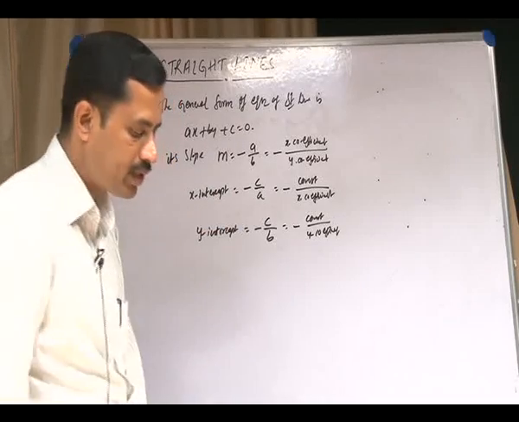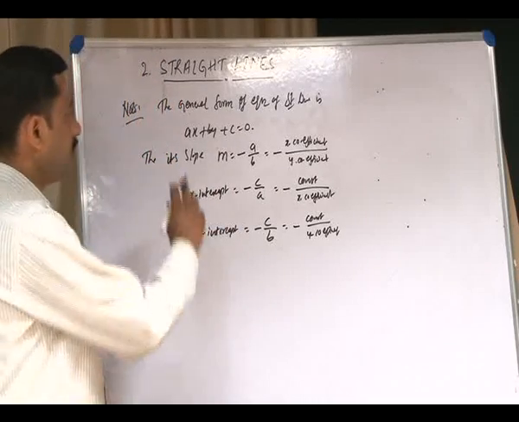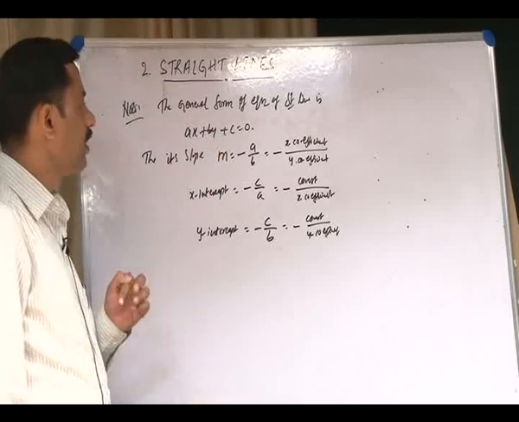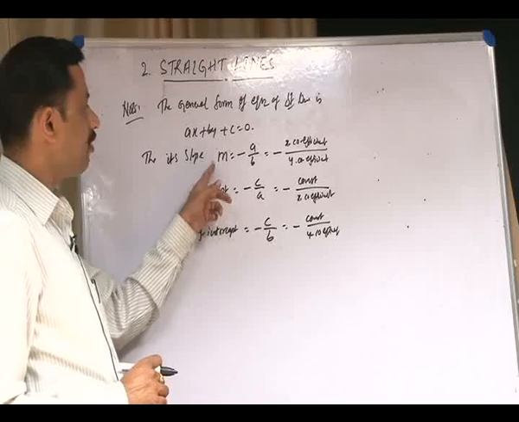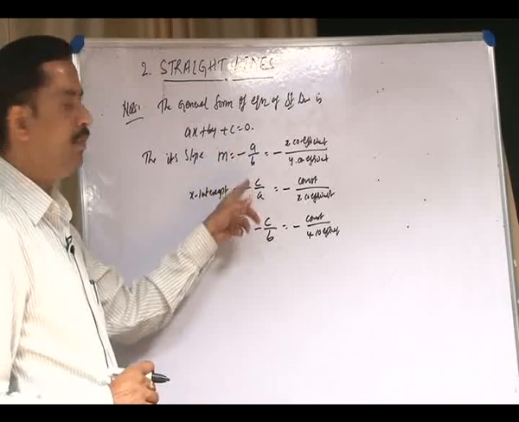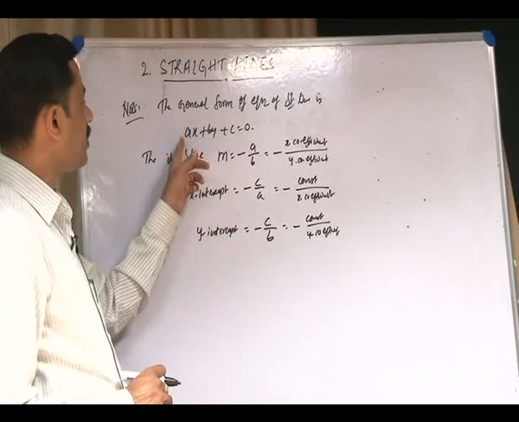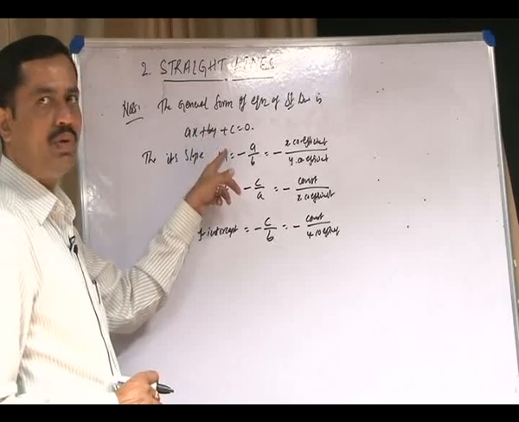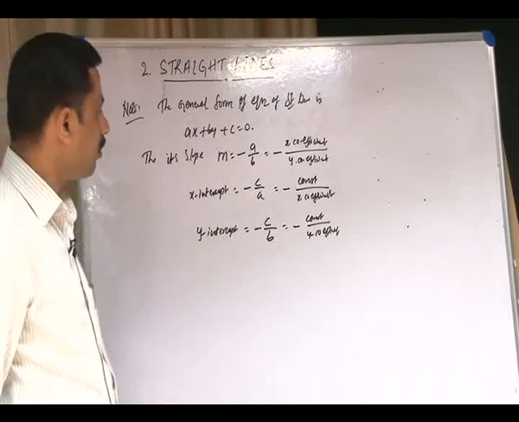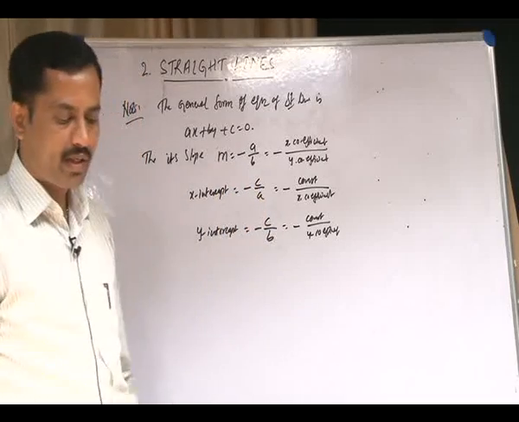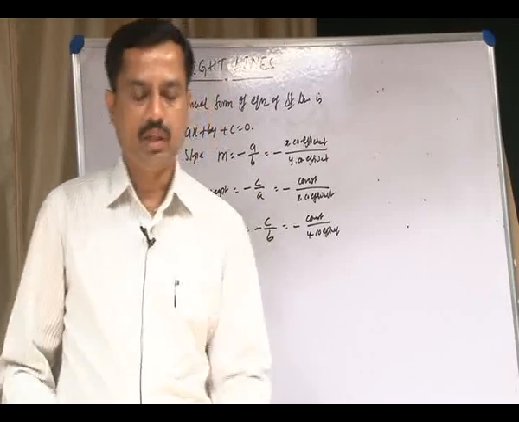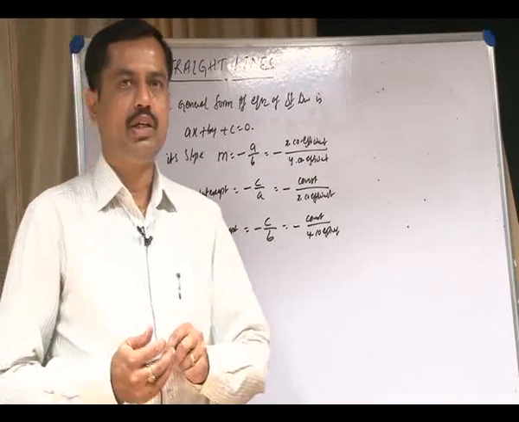Suppose the general form of the equation of a straight line is ax plus by plus c is equal to 0, then the slope of that line is m is equal to minus a by b. Here a is the x coefficient and b is the y coefficient. Therefore, slope m is equal to minus a by b, x intercept is minus c by a and y intercept is minus c by b. Like this you can find the slope of the straight line by knowing the general form.